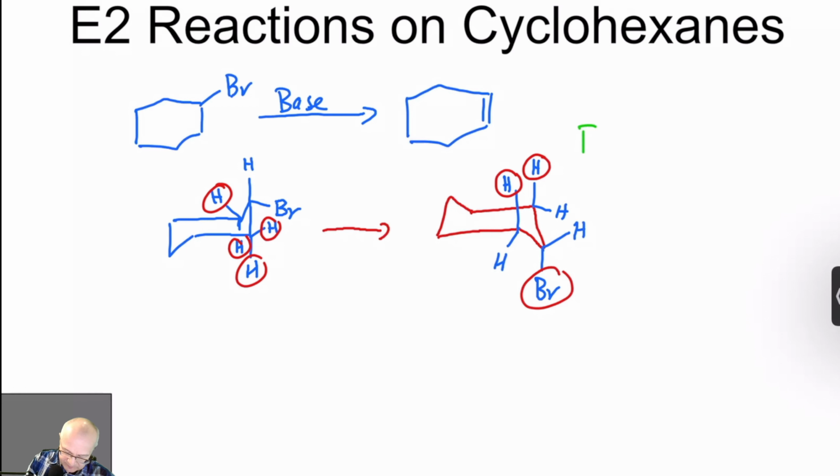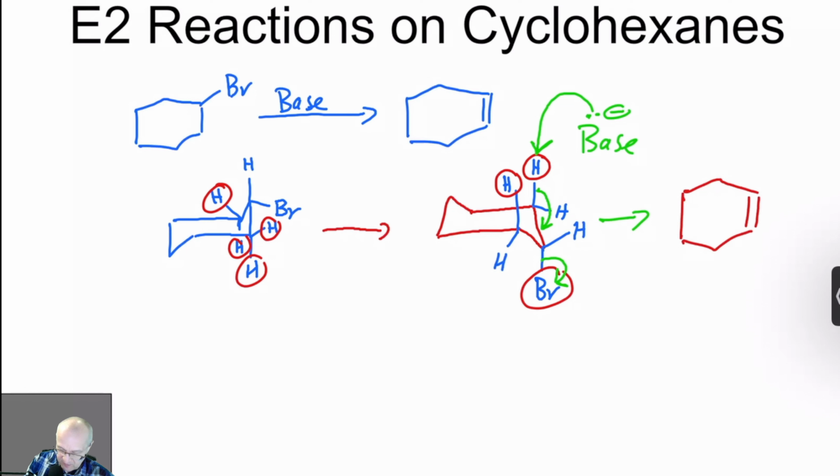So the base causes that elimination to occur, and you form your cyclohexene like that.